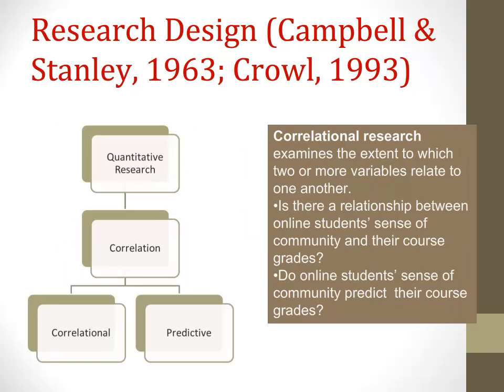Next, we are going to discuss correlational research. Correlational research examines the extent to which two or more variables relate to one another. So, for example, a researcher doing a correlational study may desire to know if a relationship exists between online students' sense of community and their course grades. Or the researcher may also want to know how sense of community scores can predict course grades. As the example questions imply, correlational research designs include two types of studies: prediction studies and correlational studies.